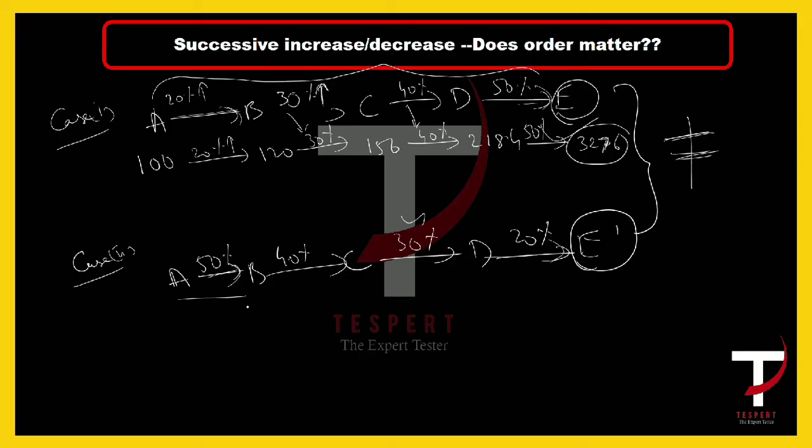Let us consider case 2. Let us assume the same value for A, which is 100. 100 gets increased by 50%, which means it becomes 150. Then 150 gets increased by 40%, which means it becomes 240.